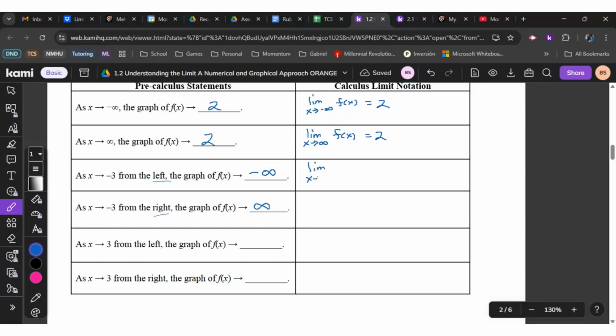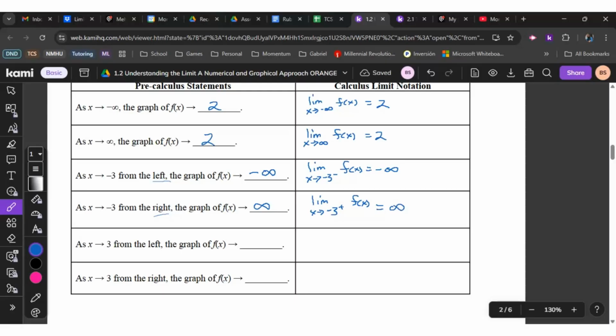So the limit as x approaches negative 3, how do I say that it's from the left? Plus or minus. So from the left, is it a minus or a plus? Minus. So I put a little raised minus, of f of x is equal to negative infinity. Now for the next one, I need to show that it's coming from the right. How do I do that? Little plus sign up there, exactly, or positive. And that one's going to be positive infinity.